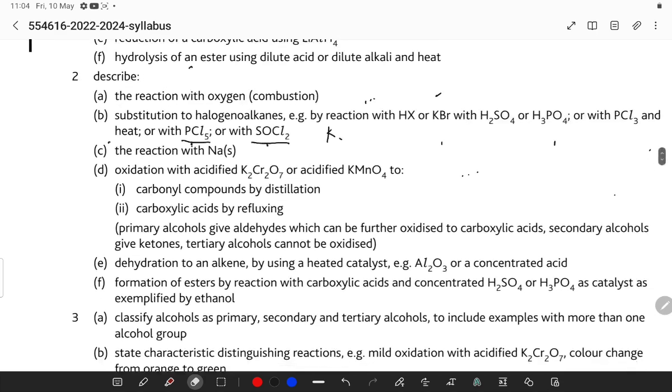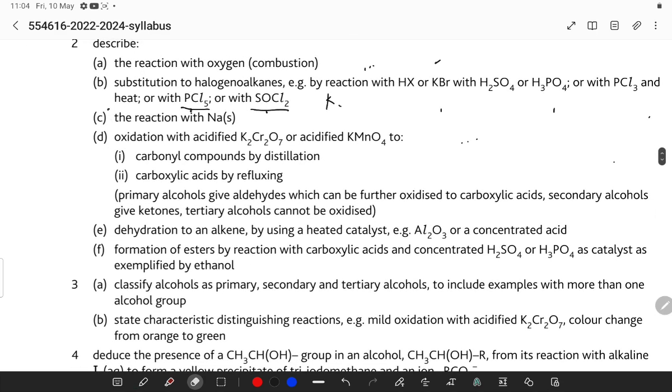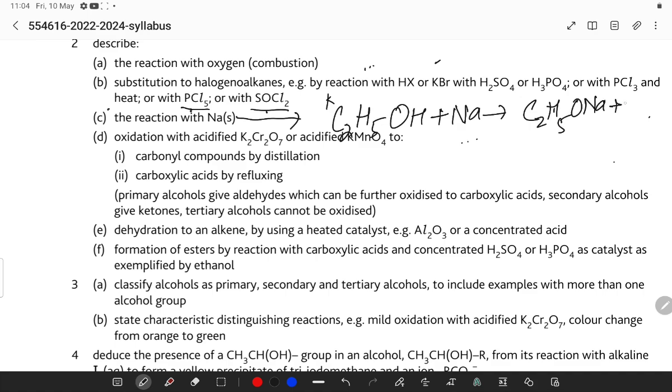So the next reaction is the reaction with sodium. This is a confirmatory test of the alcohol. When we react alcohol, C2H5OH, plus sodium, it forms C2H5ONa plus H2.